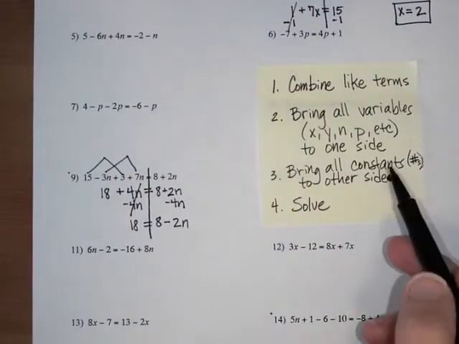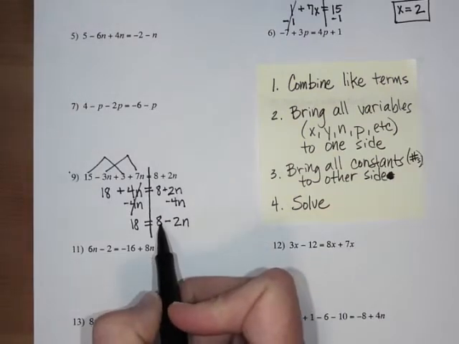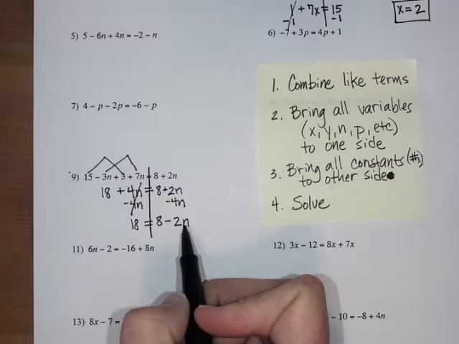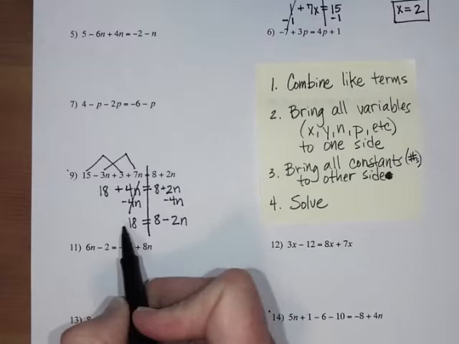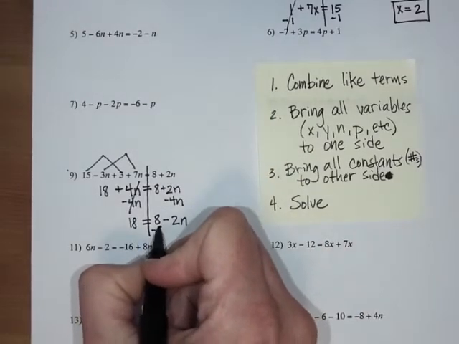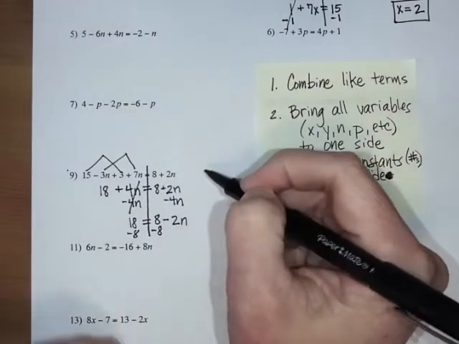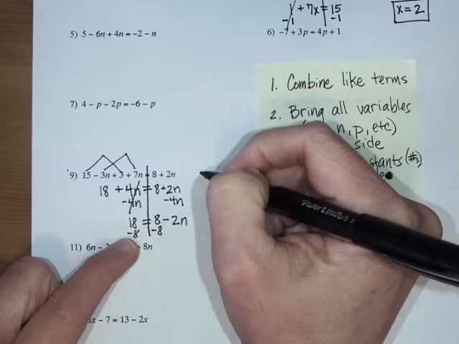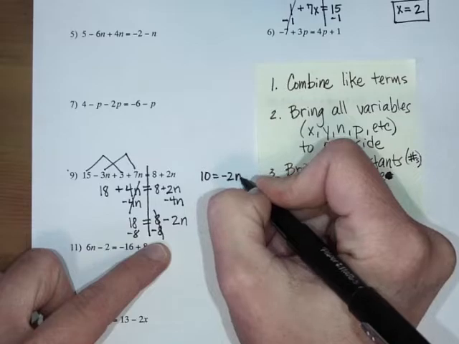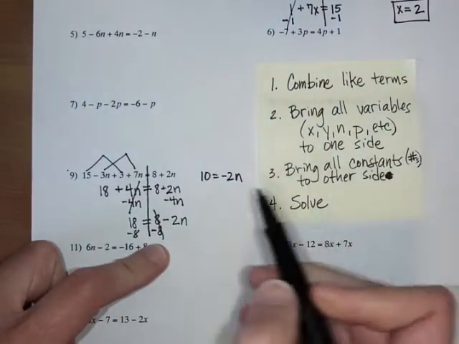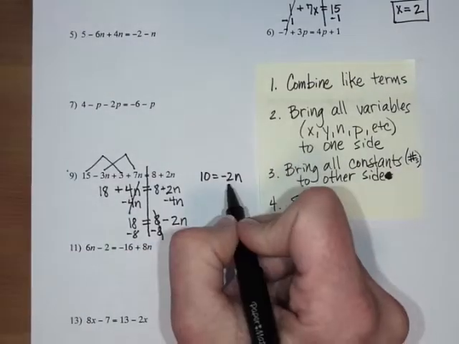Let's go to step 3. Bring all constants to the other side. So right now we have a constant on this side and a constant there and a variable there. We want just variables on that side, so let's get rid of that 8. So all of our constants are over here. To get rid of that 8, it's a positive 8 now, so let's do minus 8. And we're running out of room again, so let's bring our work up here. 18 minus 8 is 10. This goes to 0, and then negative 2n over here. Okay, so now we have all constants on one side, all variables on the other side. Step 4 is solve. We need to divide by negative 2.